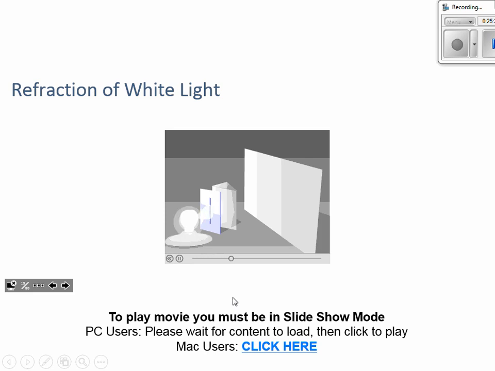White light that is passed through a prism separates into a rainbow or continuous spectrum consisting of colors from violet to red. Okay, so that's the white light. Now we're going to take a look at emission spectrum.